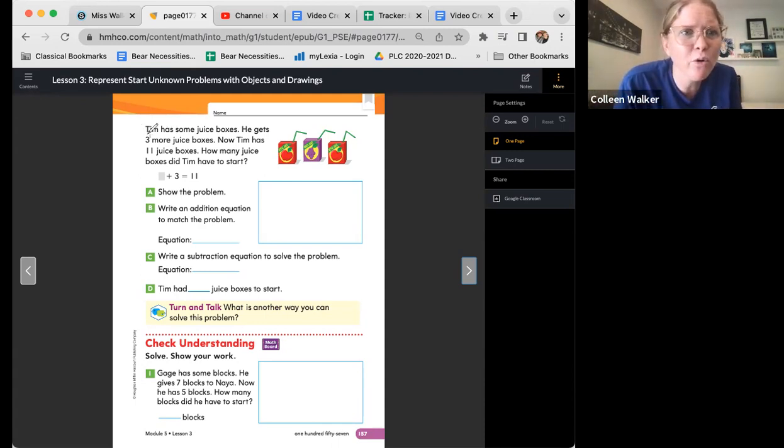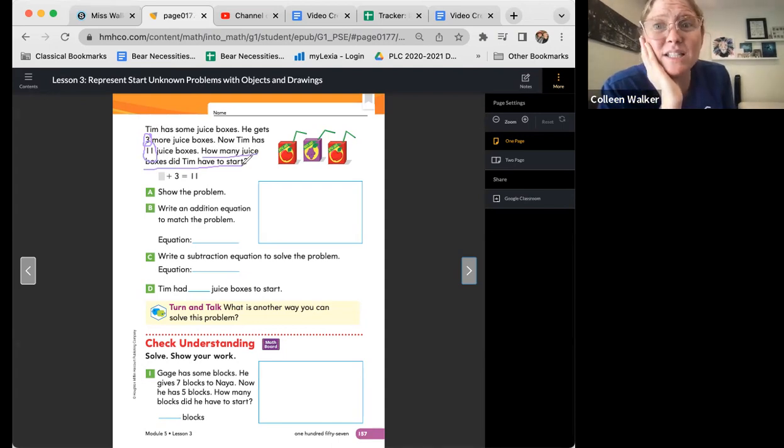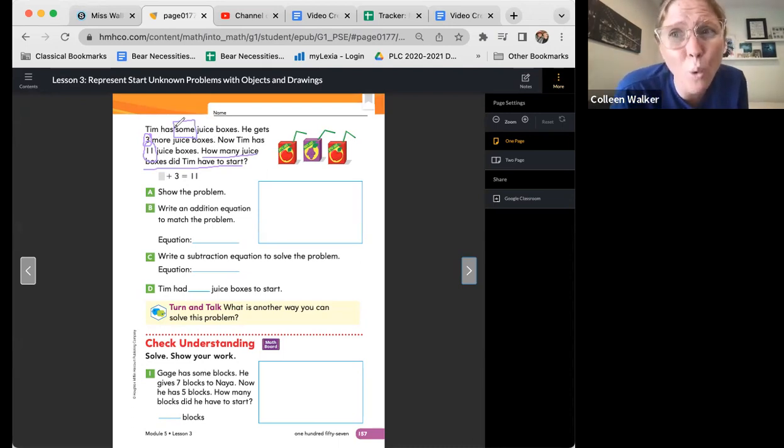So if you were already circling the numbers, you were on top of it doing our cub strategy. And the question, how many juice boxes did Tim have to start? We need to box keyword. So it says he has some juice boxes. He gets 3 more. So we know he has some. We're not sure how many. That's important. He gets 3 more juice boxes. Do you hear an important word? Yes, the word more. That's giving us a clue. He's getting more.